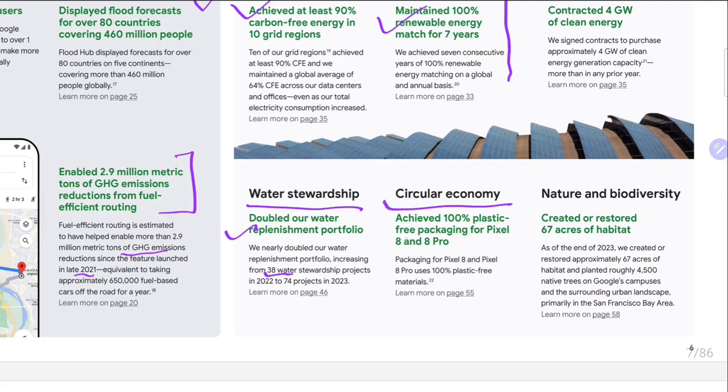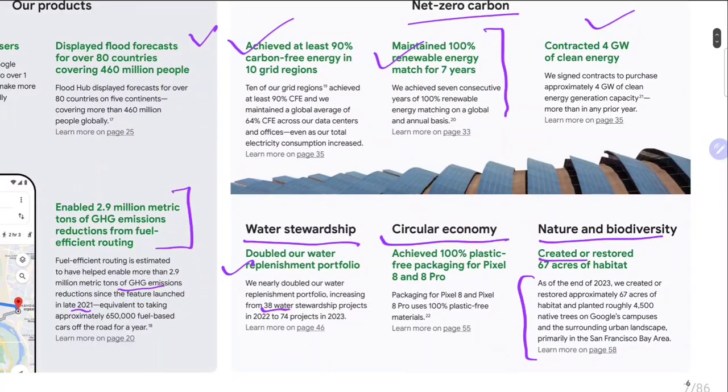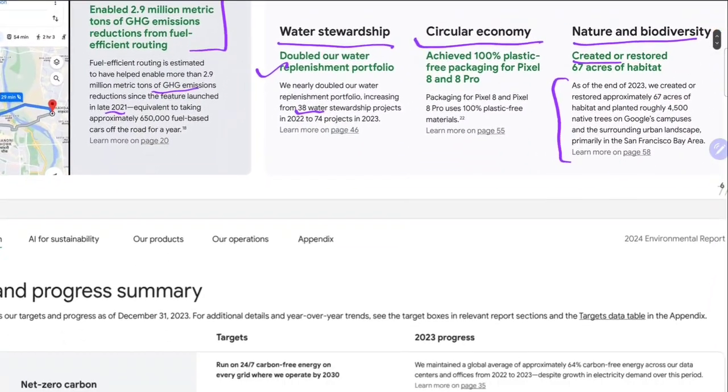In the circular economy section, you see 100% plastic free packaging for Pixel 8 and 8 Pro. For the products, they are using plastic free packaging. And nature and biodiversity, created or restored 67 acres of habitat actually. So this is something related to the nature and biodiversity. So these are certain key focus areas like materiality topic, where the company is giving information in terms of qualitative and quantitative measures actually.